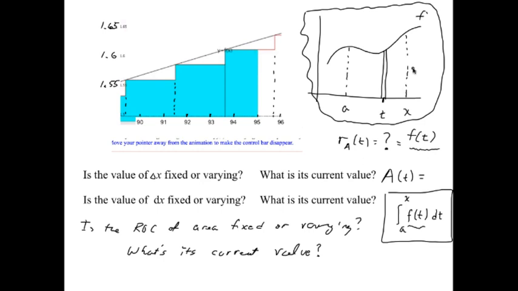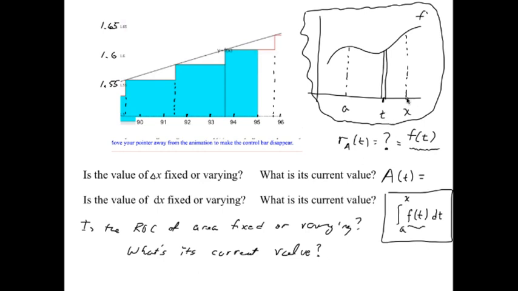Okay, so x is the current value of x, and for every current value of x, we accumulate from a to x using an alternate variable t. So we think of accumulating all the changes in area starting from A to X. So we need a different symbol, T, to do that.